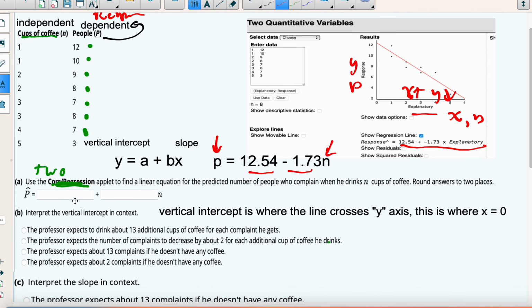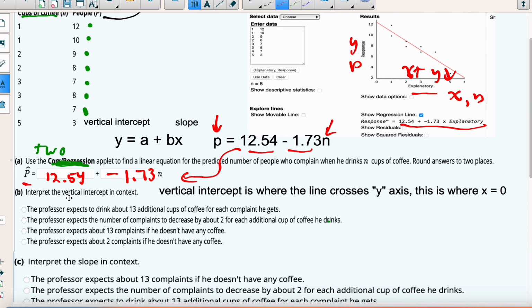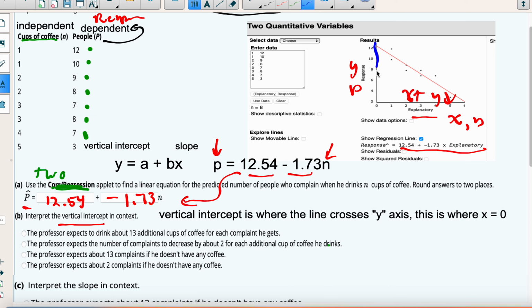So all I want you to do is put that formula right in here. P hat, that means the estimated number of people that complain, equals 12.54 minus 1.73 n. So this first one says interpret the vertical intercept in context. Well, the vertical intercept happens on the vertical axis. That is my y-axis, or in this case, my p-axis. It's going to occur where x equals 0.